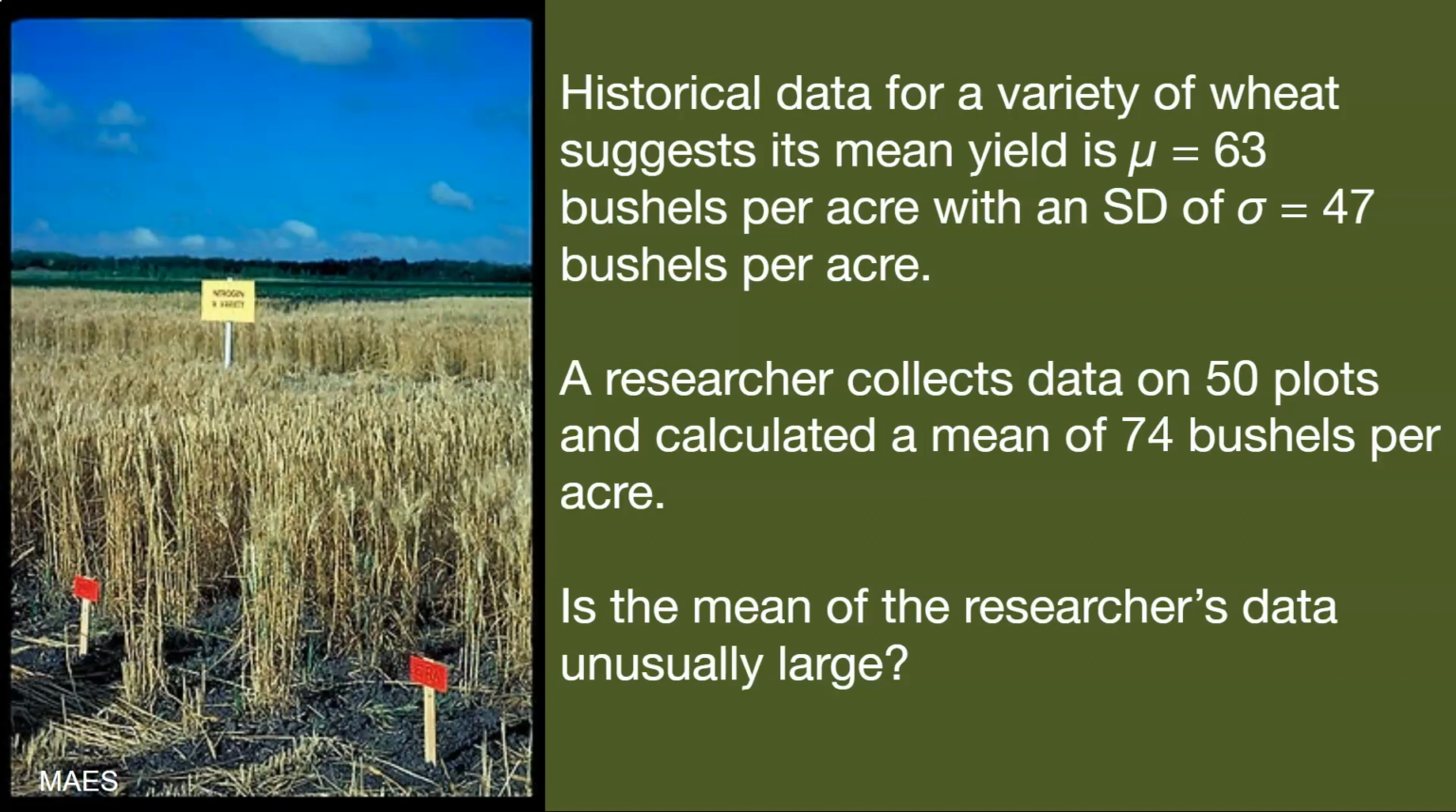We're going to step through some calculations looking at a variety of wheat. And we know that its mean yield is mu of 63 bushels per acre, and its standard deviation sigma is 47 bushels per acre. Now that represents what we know about this population of wheat when we've harvested it for, let's say, decades. But we have a researcher that collected some data on 50 plots. They calculated a mean of 74 bushels per acre. And we want to find out, is that unusually large? So we know that the population mean is 63 bushels per acre. But we collected quite a few plots, 50 plots, and we had a mean of 74. And so our calculation is going to ask, is that unusually large?